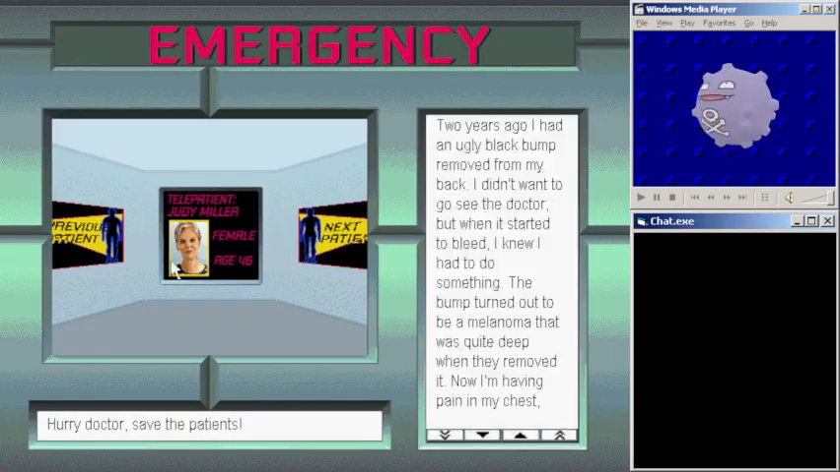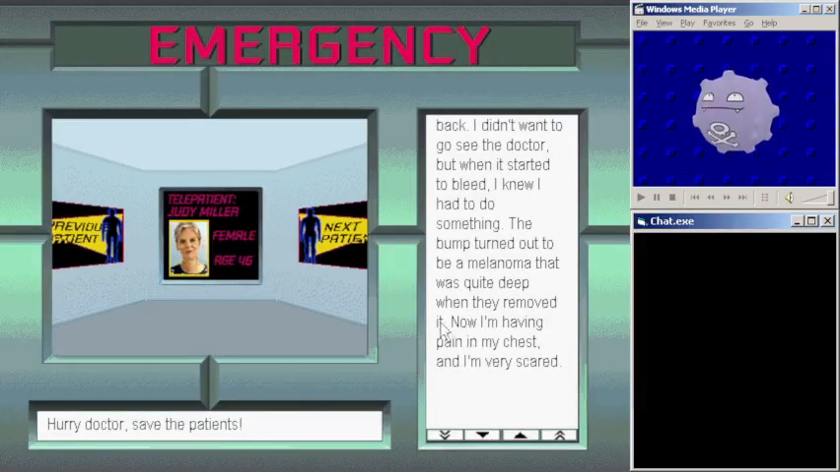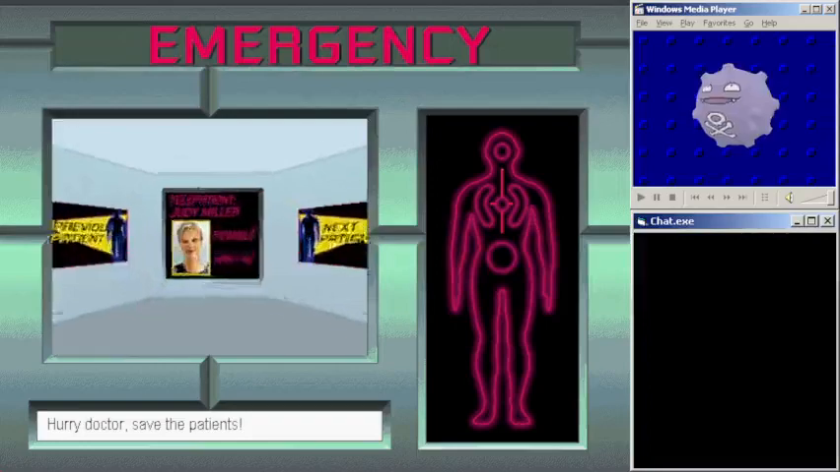Emergency! Okay, first patient, Judy Miller, female, age 46. 2 years ago, I had an ugly black bump removed from my back. I didn't want to go see the doctor, but when it started to bleed, I knew I had to do something. The bump turned out to be a melanoma that was quite deep when they removed it. Now I'm having pain in my chest, and I'm very scared.